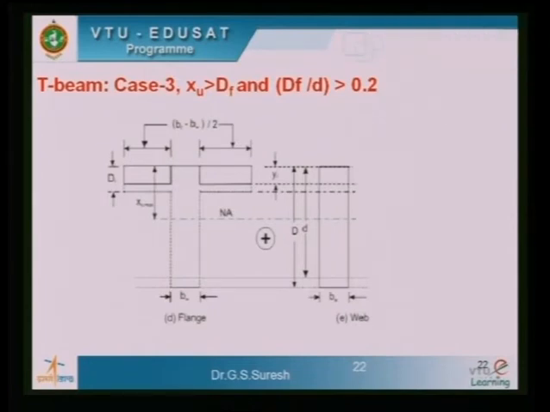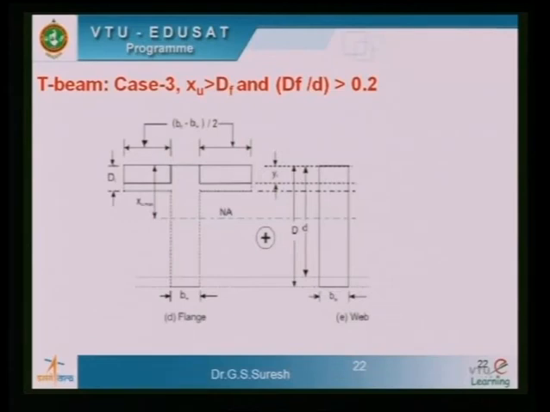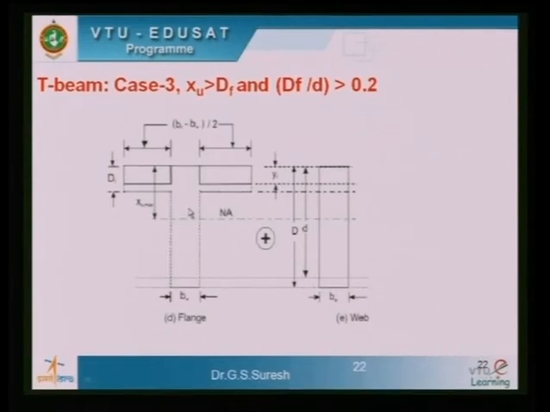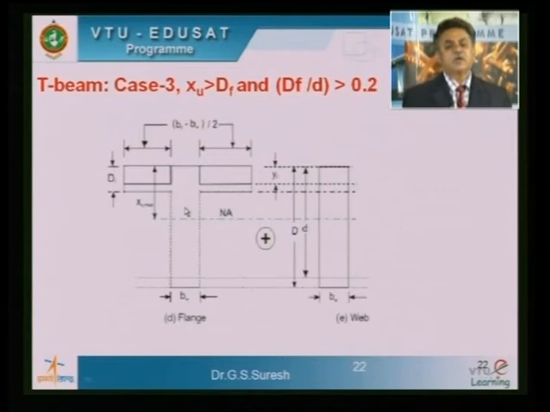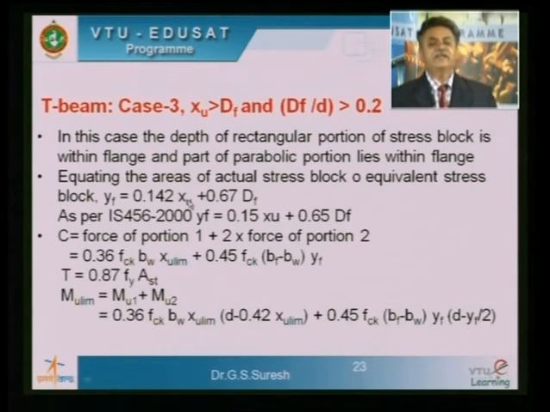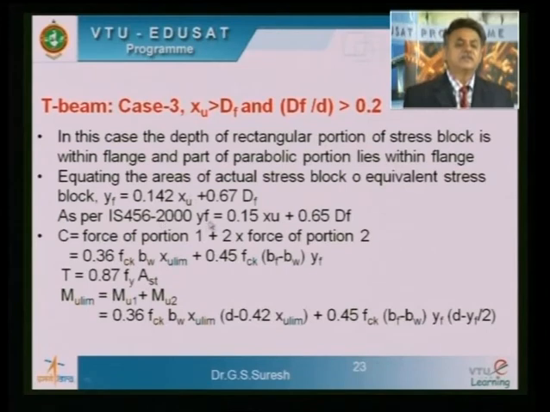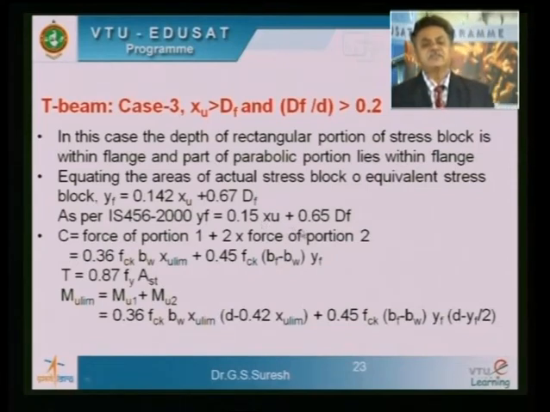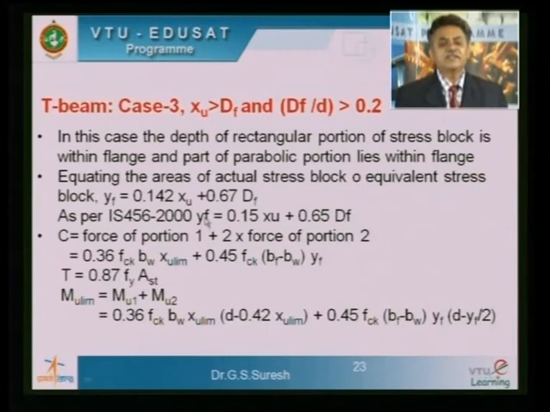You can see here the third case, wherein the neutral axis is such that part of the rectangular stress block comes down to the web. In this case, I calculate with the same technique, but part of the rectangular stress block is in the web. So, for this, we use what is called the equivalent rectangular stress block. The depth of the rectangular stress block is called YF, and that is calculated using the formula YF equal to 0.15 XU plus 0.65 times DF. This is the depth of the equivalent stress block.